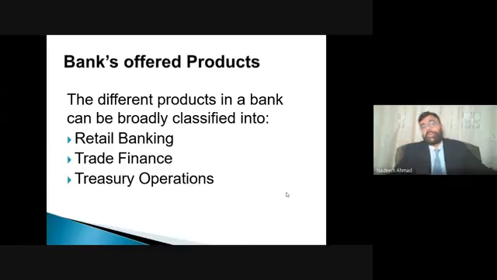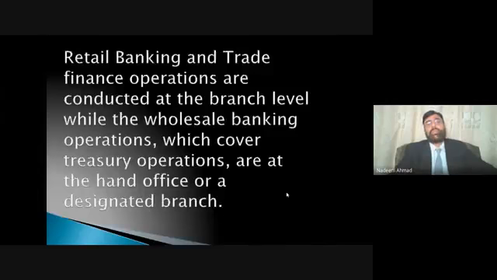The different products in the bank can be broadly classified into three main parts: retail banking, trade finance, and treasury operations. Again, I'm just repeating for you: retail banking, trade finance, and treasury operations. Retail banking and trade finance operations are conducted at the branch level, while the wholesale banking operations, which cover treasury operations, are at the head office or the designated branch. So, as we just told you, some functions are performed at the head office level, and the others are provided at the retail outlets.